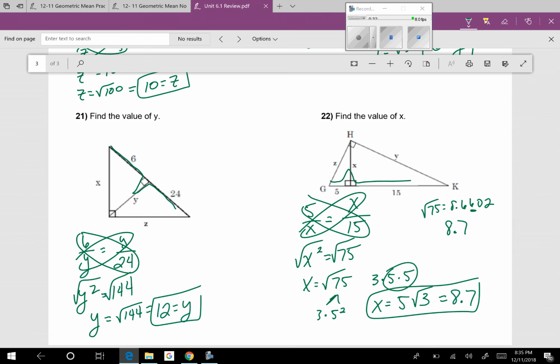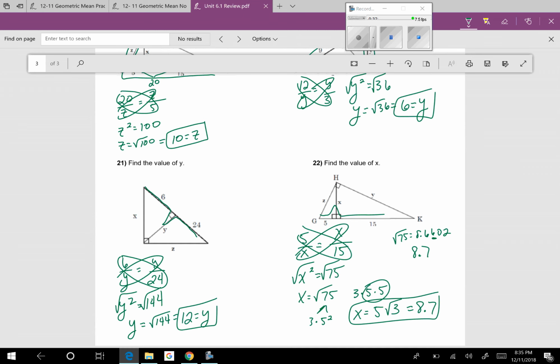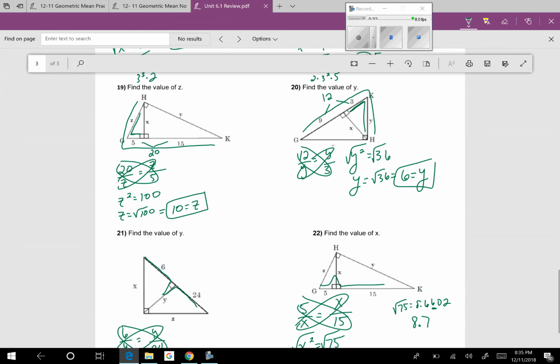All right, so that's it, guys. Just go over this, make sure that you've understood everything. It matches the test very well. And so if you can do all this, you will be successful.